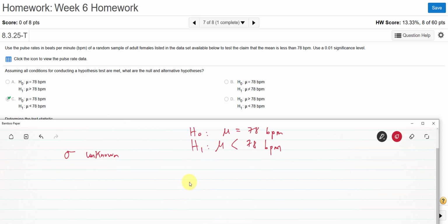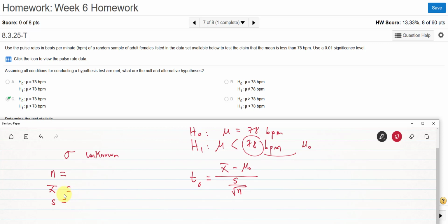The student t distribution test statistic is equal to x bar minus mu naught, where mu naught is the value right here, over s, the sample standard deviation, all over the square root of n. N is the sample size, and x bar is the sample mean. So let's find the value of n, let's find the value of x bar, and let's find the value of s.